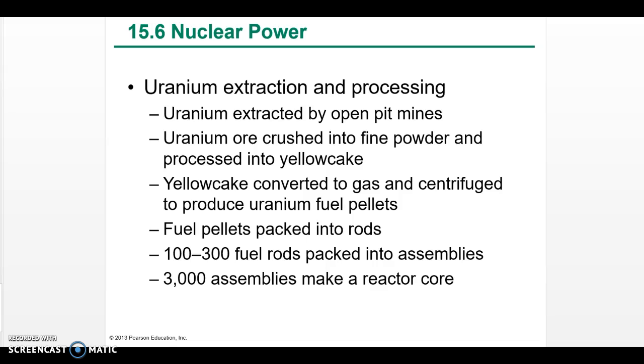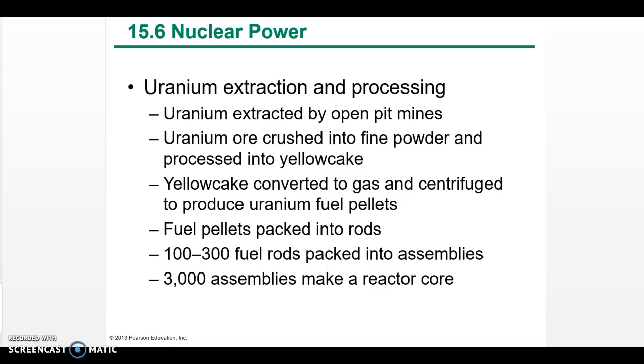That uranium ore is then crushed into a fine powder. It's made into what they call yellow cake. This yellow cake is converted into a gas, and then put through a centrifuge to produce these pellets. They almost look like Rolos. I know that sounds weird, but they're these yellow Rolos. Each one of these is then stacked on top of each other and put into these long rods.